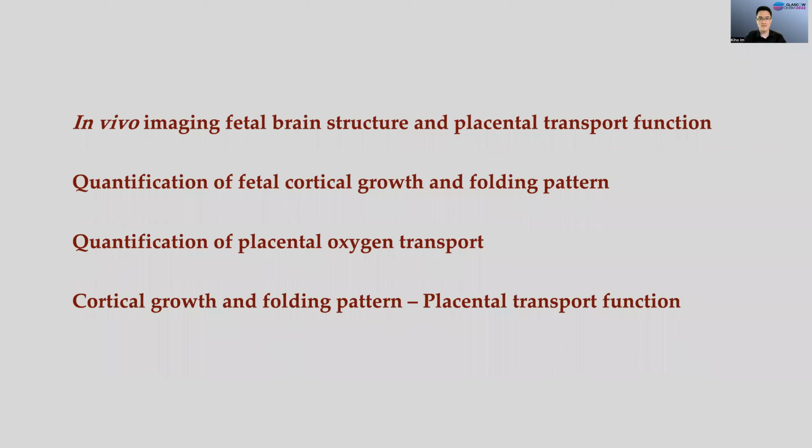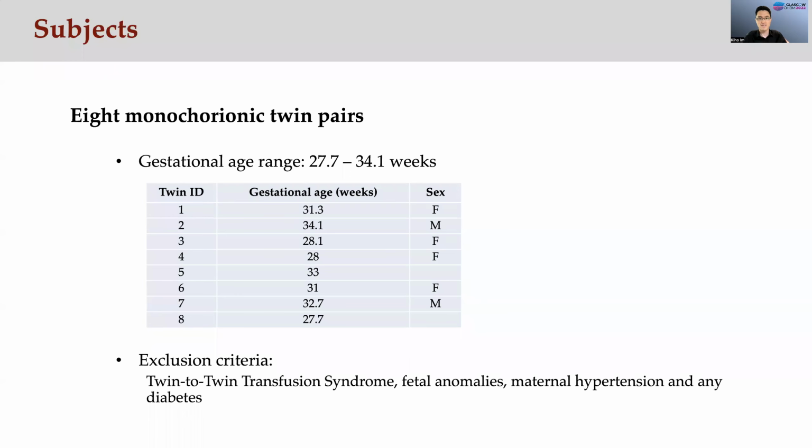To present our study, first I will show in vivo MR imaging of fetal brain structure and placental transport function, and I will talk about our quantification of fetal cortical growth and folding pattern and placental oxygen transport. Then I will show significant relationships between cortical growth and placental function. Our study included 8 monochorionic twin pairs, and their age ranged from 27 to 34 gestational weeks.